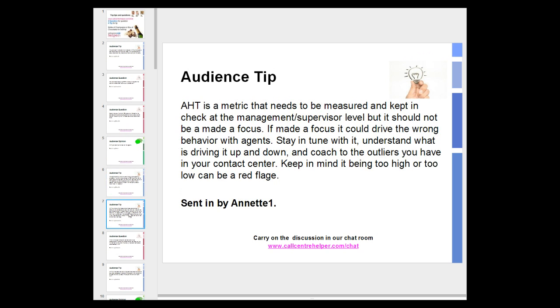Annette says, average handling time as a metric needs to be measured and kept in check at only management supervised level, but should not be made a focus. If made a focus, it could drive the wrong behavior to agents. Stay in tune with it. Understand what is driving it up or down. Paul, any thoughts on average handling time?